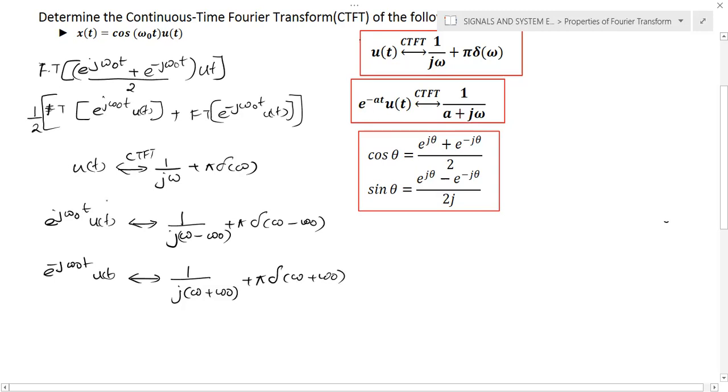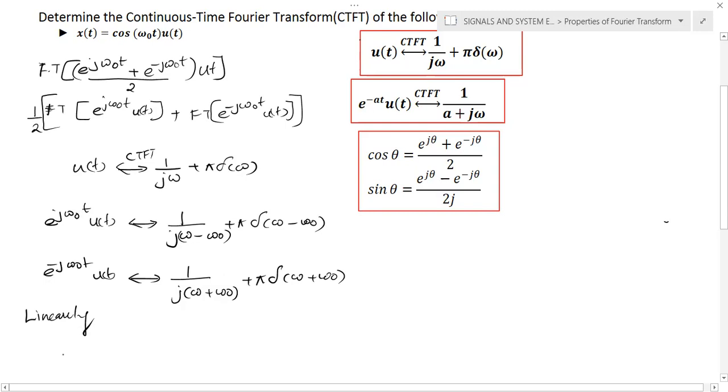Okay. Now we can combine the result by applying the linearity property. In this particular problem, we are actually applying two properties. One is the frequency shifting property and the other is the linearity property. So when you do the problems in the exam, please mention all these properties. So now we can combine the result by applying the linearity property. This is the frequency shifting property.